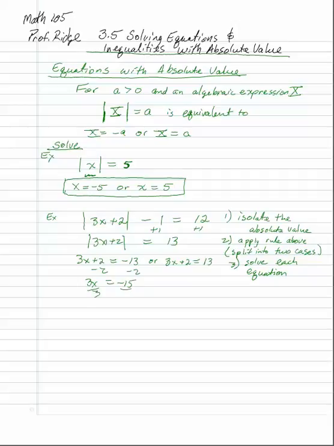So divide by 3, so x equals negative 5, or subtract 2, divide by 3, x equals 11 thirds. So you get negative 5 or 11 thirds, the two individual points. If we put it in a solution set, negative 5, comma, 11 thirds. If I graph it, it's just the two dots.